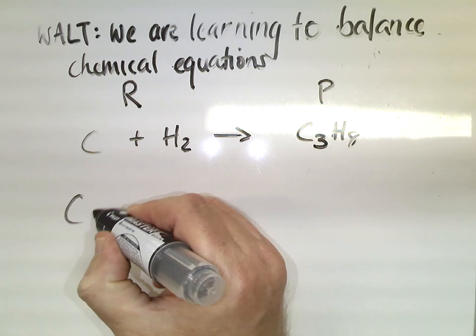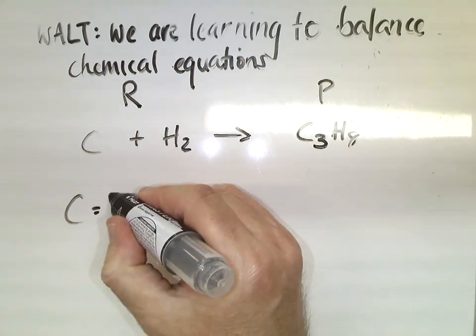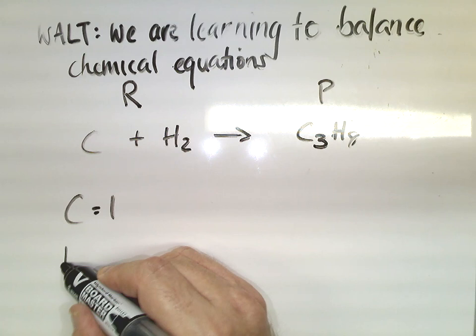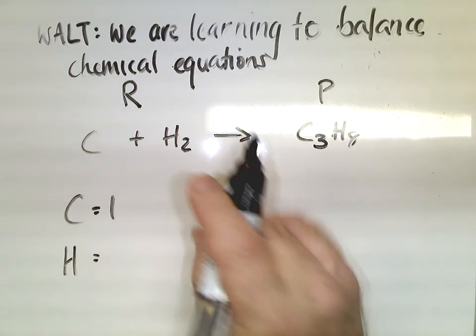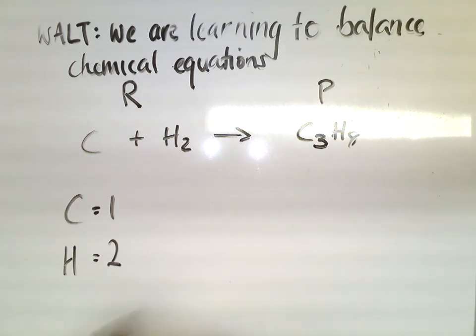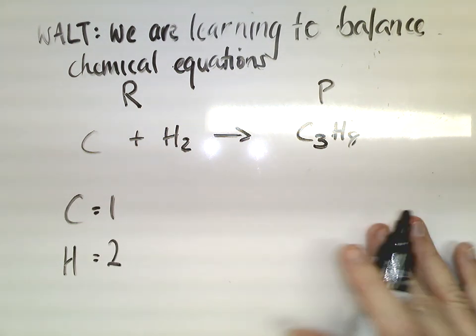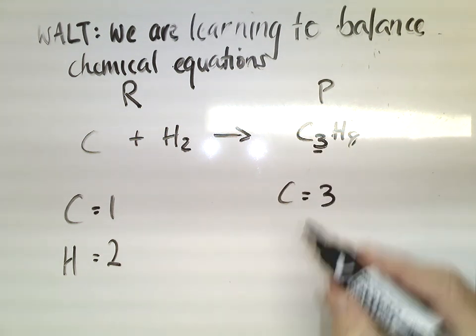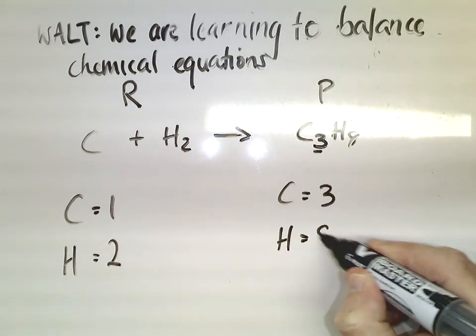So we look on this side, because we have no number here, we only have one carbon that's there. And if we look at the hydrogen, we do have this little number down here which tells us that there are in fact two hydrogens. If we go over to our product side, we can actually see that there's three carbons by this little 3 here, and that there are 8 hydrogens.